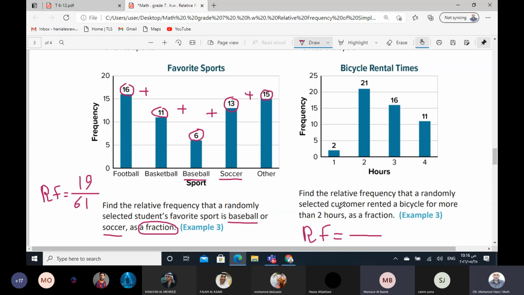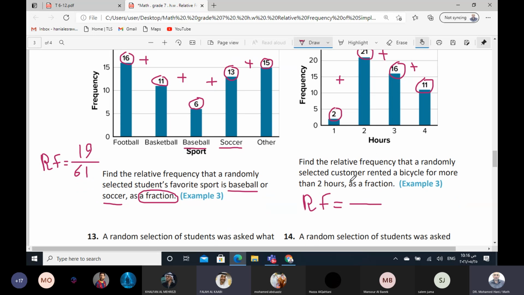Okay, check with me. What is your name? Mansoor Rashid. Thank you, Mansoor. Check with me, please. The first step, find the total. 2 plus 21 plus 16 plus 11. Mister, the total is 50. So the total will be 50.